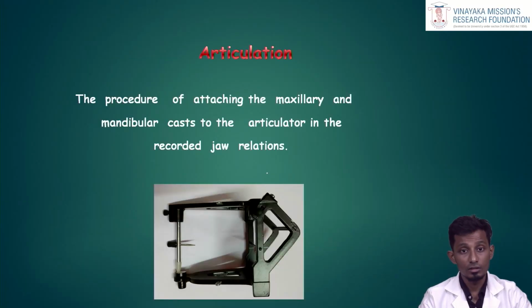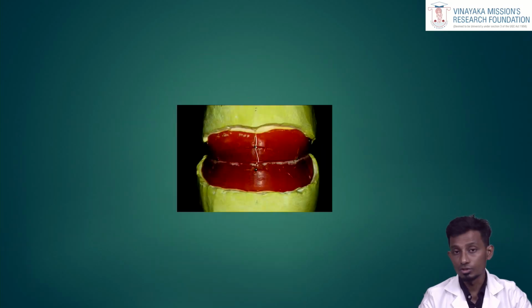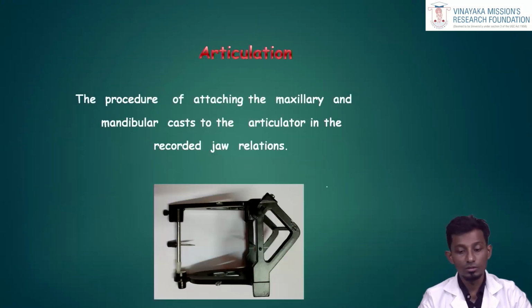Now coming to what an articulation is. An articulation is the procedure of attaching the maxillary and mandibular casts to the articulator in the recorded jaw relation. Now this recorded jaw relation is going to be transferred into your articulator. This is what an articulator looks like.